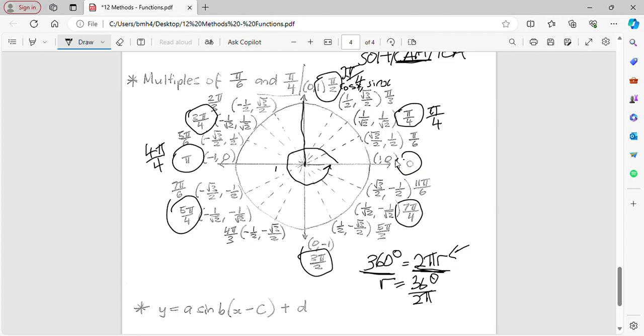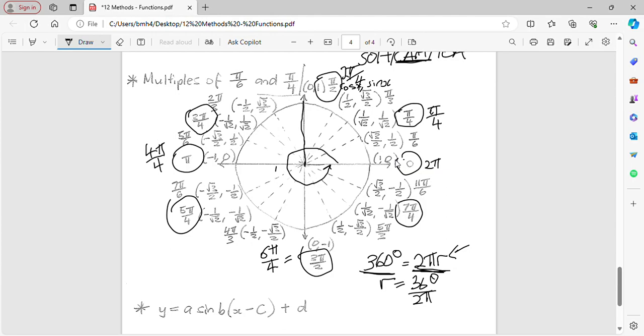5 pi on 4, 6 pi on 4, which is equal to, sorry, 3 pi on 2. 7 pi on 4, 8 pi on 4. So when we go around the unit circle, we can add multiples of 2 pi to get back to the starting point. So this is 2 pi radians, or we can say it's 0 radians. But yeah, we're back to the start. So that is what we're looking at.